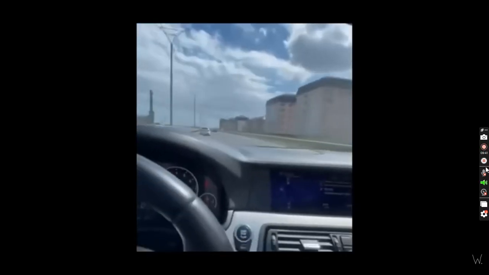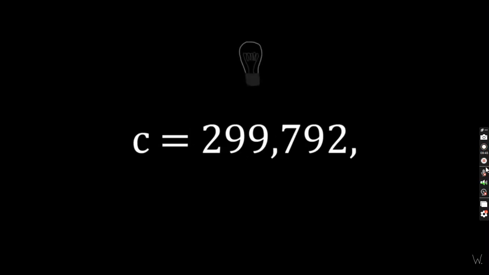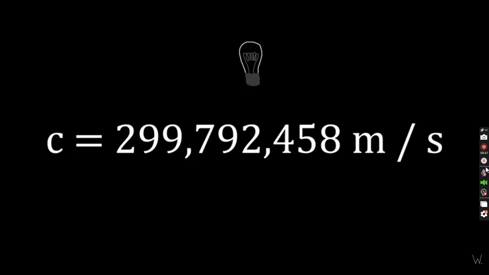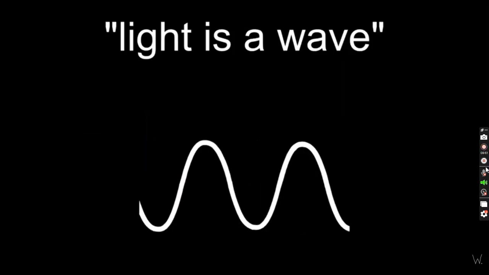Oh yeah, did I mention that light is like the fastest thing in the universe? To be exact, 299,792,458 meters per second in a vacuum. That is pretty fast, said everyone. Also, light is a wave, said everyone.